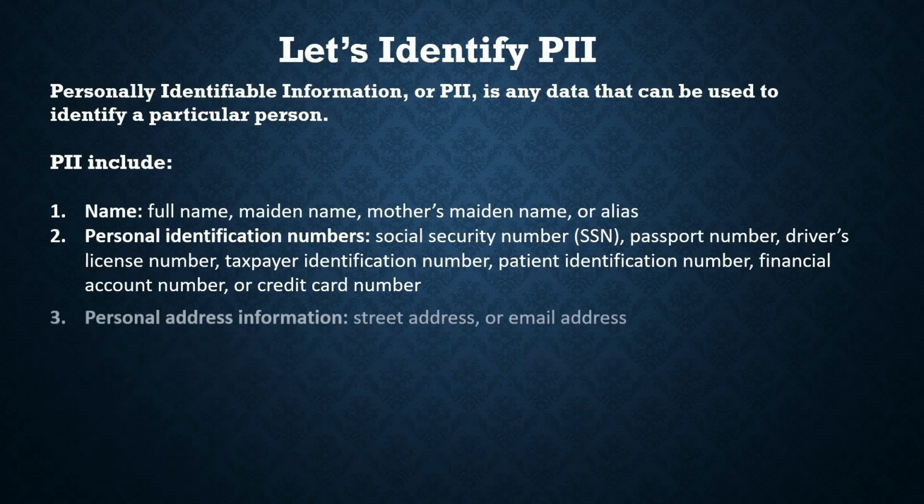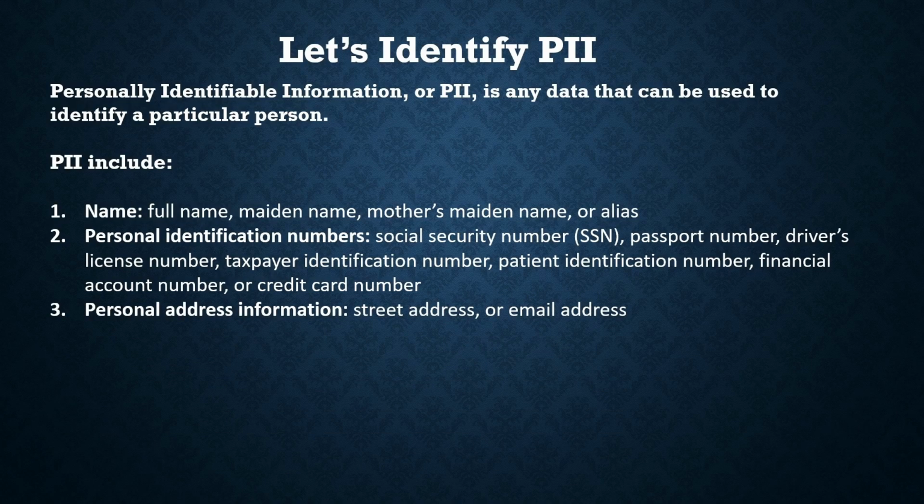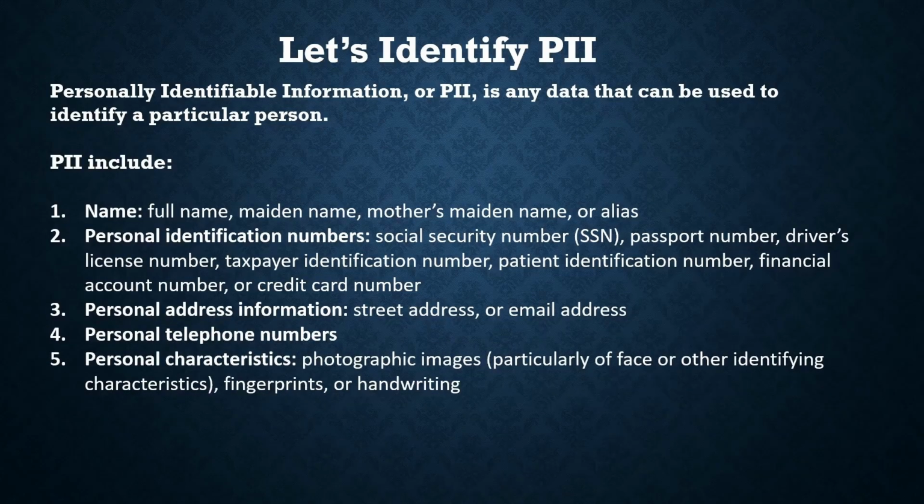Let's see the third information, that is personal address information. That includes street address or email address. Fourth one is personal telephone numbers. Don't ever share your personal telephone number with strangers. Don't just randomly share your personal number on social media platforms. Don't do that. Number 5 is personal characteristics, that is photographic images, particularly of face or other identifying characteristics such as fingerprints or handwriting.